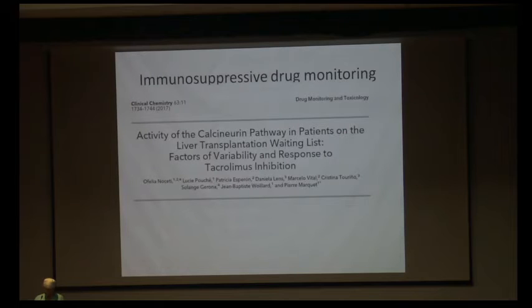So some of the immunophenotyping methods are used to look at calcineurin inhibitor action. That was one of the studies where they looked at the activity of the calcineurin pathway in patients on a liver transplant wait list. These patients were not transplanted. They were on the waiting list, and they were given a single dose of tacrolimus and observed for what response occurs, because once a transplant is done, everything changes. So it was one of the better ways of looking at it.